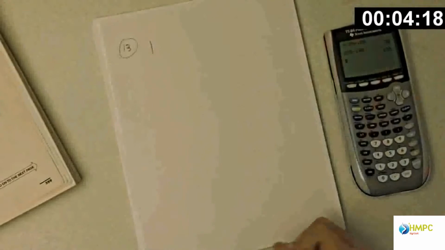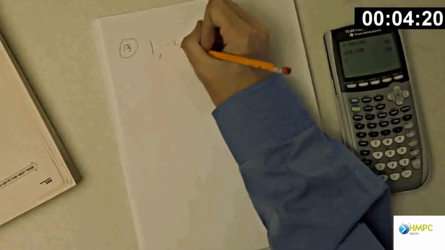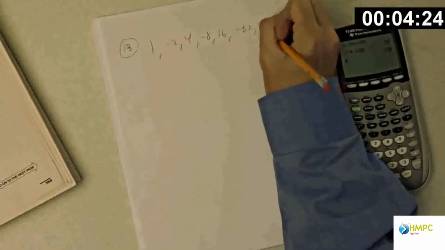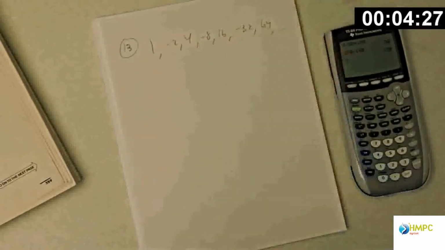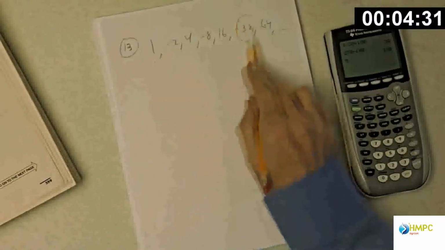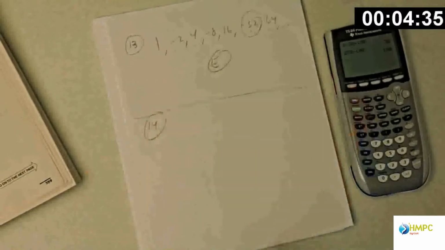If each term after the first is the product of negative 2 and the preceding term, just keep multiplying by negative 2, etc. What is the sixth term of the sequence? 1, 2, 3, 4, 5, 6: negative 32. That's choice E.